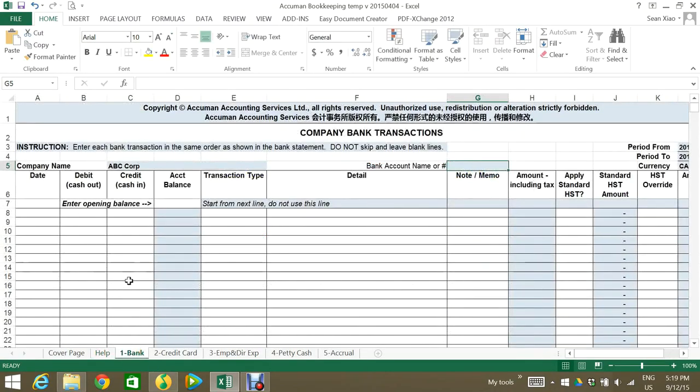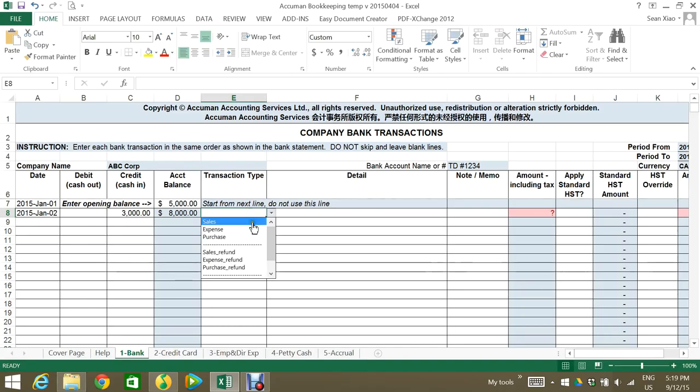Okay, the next tab is the bank. That's a company bank account. So the company name is already here. Let's assume the company has a bank in TD, and account number is 1234. And in the first day of a bookkeeping period, that's 2015 January the 1st, let's see, the company has $5,000 in the company bank account. And in the next business day, we had a deposit of $3,000.